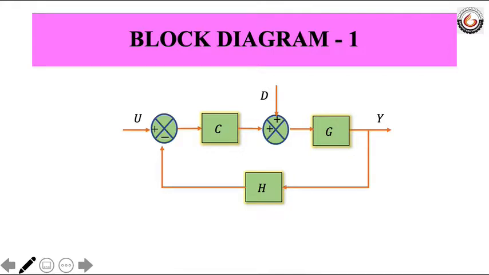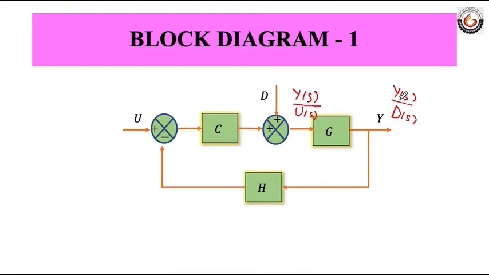Here there are actually two inputs. One is my normal input signal that you know, and the other is a disturbance signal which you don't know. So we can find a transfer function with respect to both inputs, so that I can find Y(s) by U(s), and I can also find Y(s) by D(s).